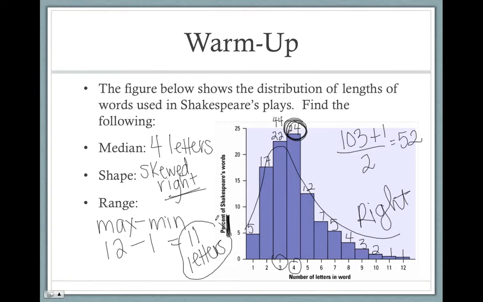Please, please, please do not say that the range is from 1 to 12. That is so wrong. The range is a single value, 11 letters. So this distribution has a median of 4 letters per word, is skewed right, and has a range of 11 letters.